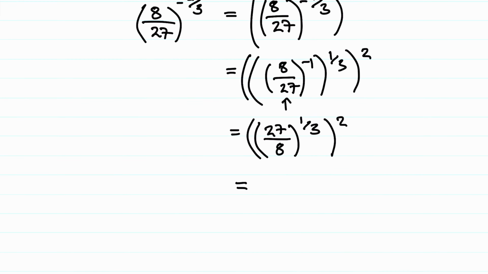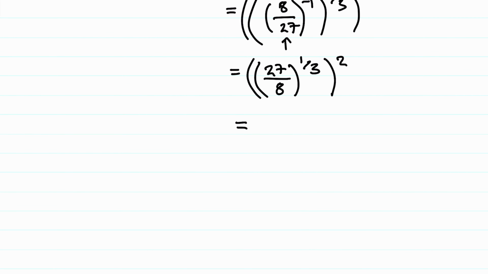And when we raise something to the power of 1/3, as we mentioned previously, that's the same as doing the cube root, and they've been nice to us here because they've given us cube numbers. So the cube root of 27 is 3, and the cube root of 8 is 2. So we'd be left with 3 over 2 all squared. And then we can just evaluate this squared, so we do the same to the numerator and the denominator because it's a fraction, and we'd get 9 over 4.